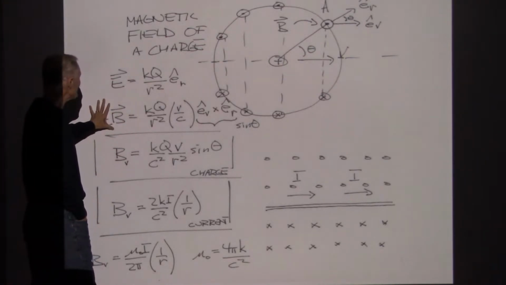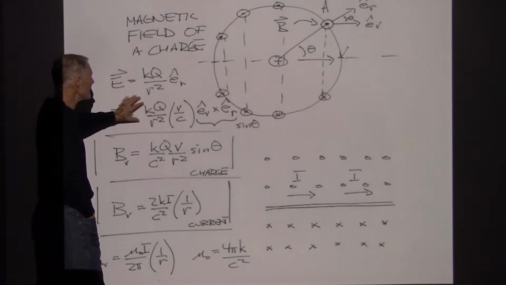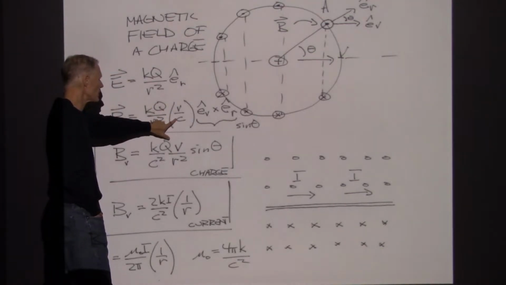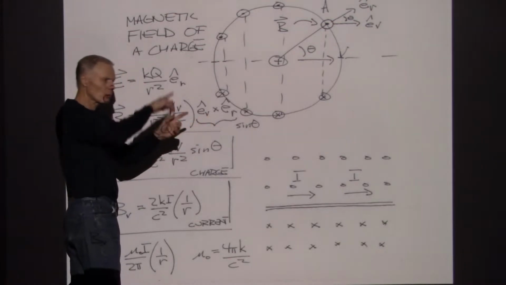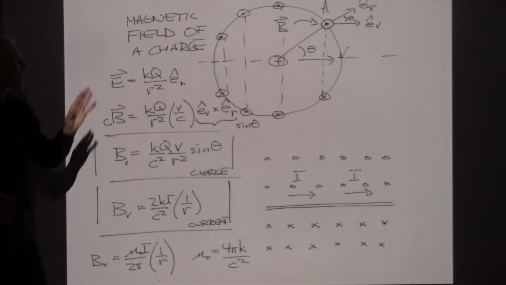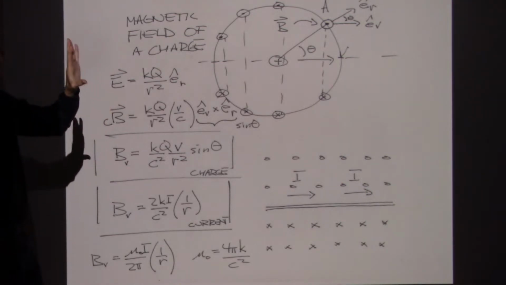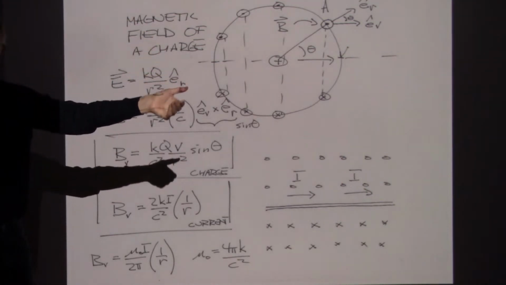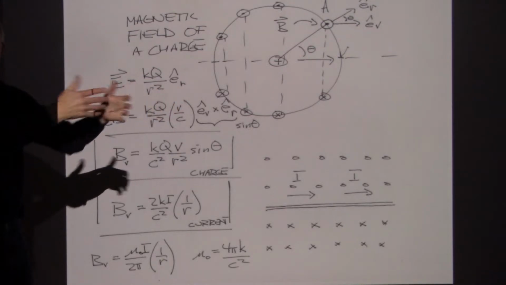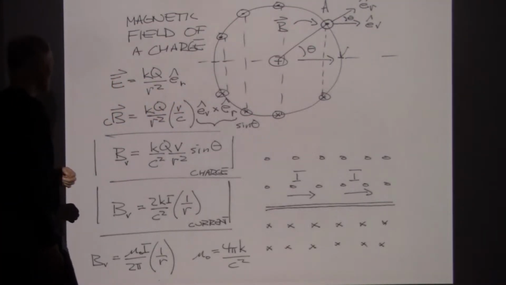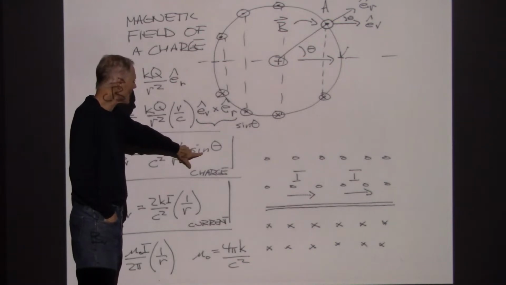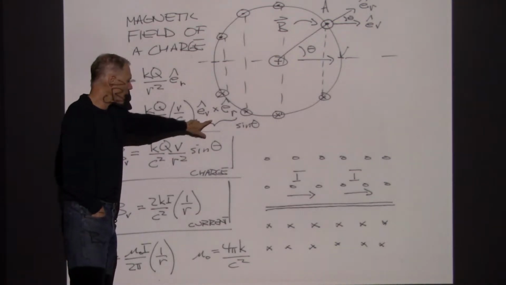We said that the magnetic field, unlike the electric field, is going to depend on v over c, and that the direction is going to be these. Well, if it's a positive charge, it will be right-handed loops. If it's a negative charge, it will be left-handed loops surrounding the direction of the velocity. And then we pick up a factor of sine theta based on this cross product.